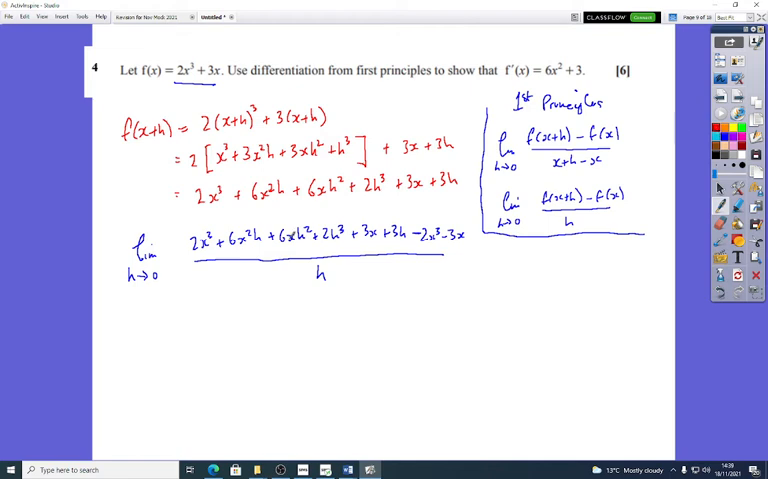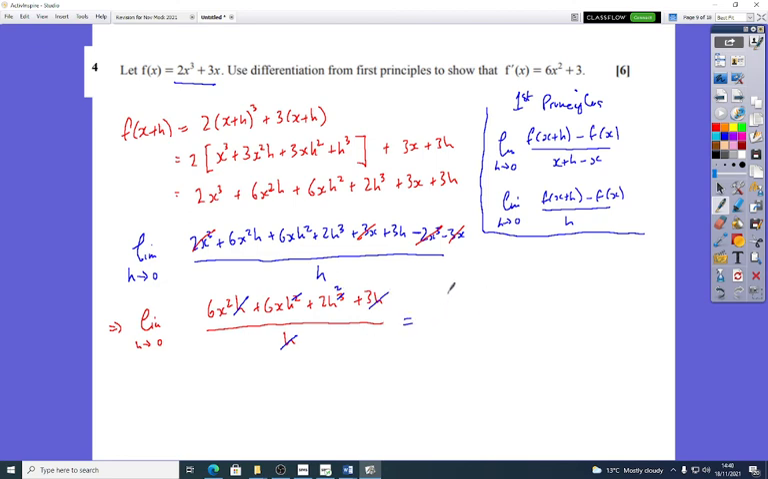So what you should start doing now is that cancels with that, and that cancels with that. So what we get is the limit as h tends to 0 of 6x squared h plus 6x h squared plus 2h cubed plus 3h, and that's what you've got left, all over h. Now I'm going to cancel the h's out, so that will cancel with that, one of those, and one of those.